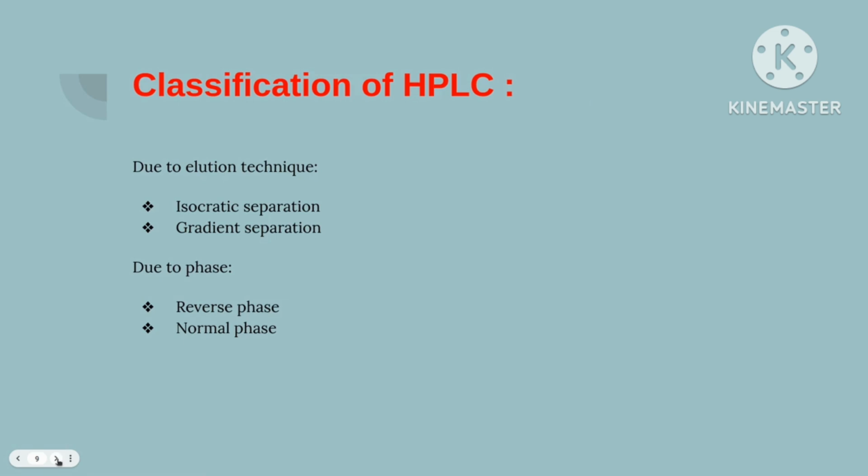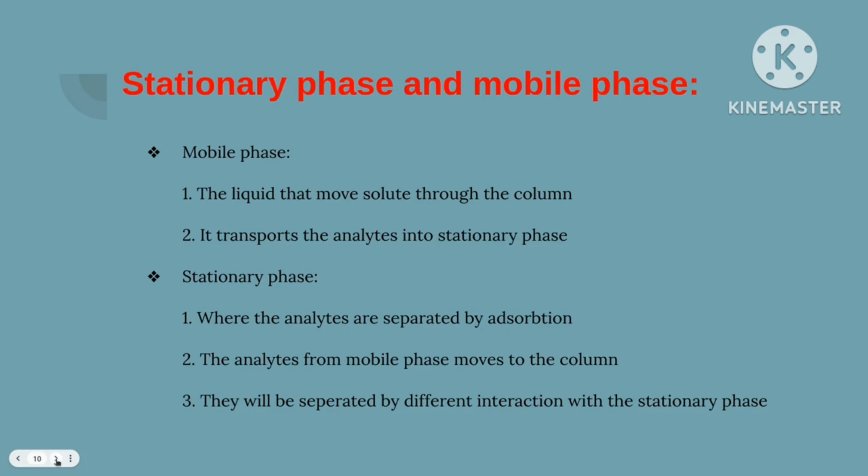Let's discuss the classification of HPLC. Mainly HPLC is classified into two types due to elution technique. One is isocratic separation, the second one is gradient separation. Due to phase, HPLC is classified into two types, reverse phase and normal phase HPLC. In the next video, I will discuss briefly what reverse phase HPLC is, what normal phase HPLC is, what isocratic separation is, and what gradient separation is. In this video, I will discuss what the mobile phase is and what the stationary phase is.